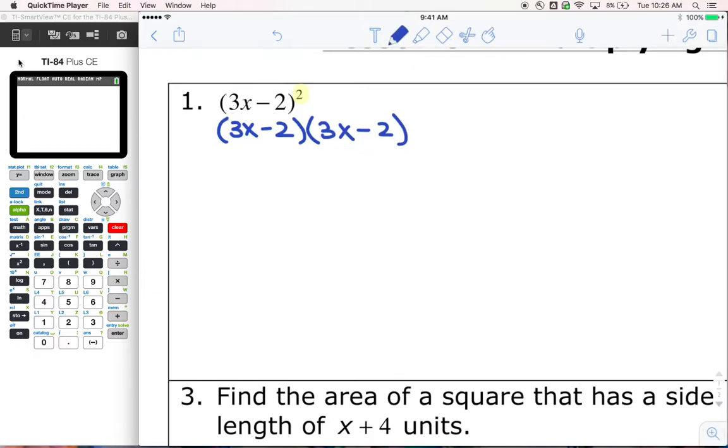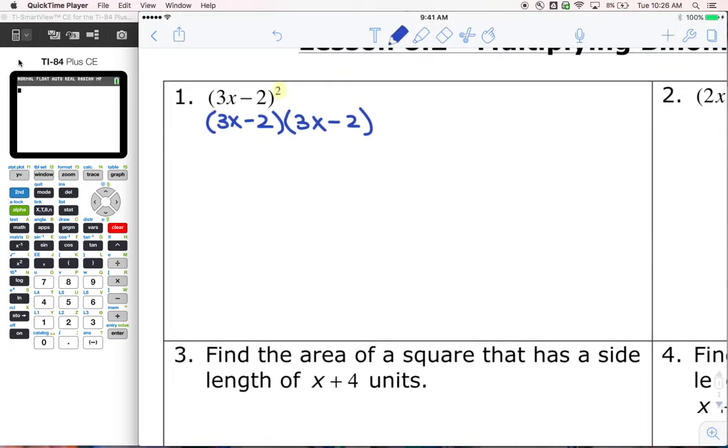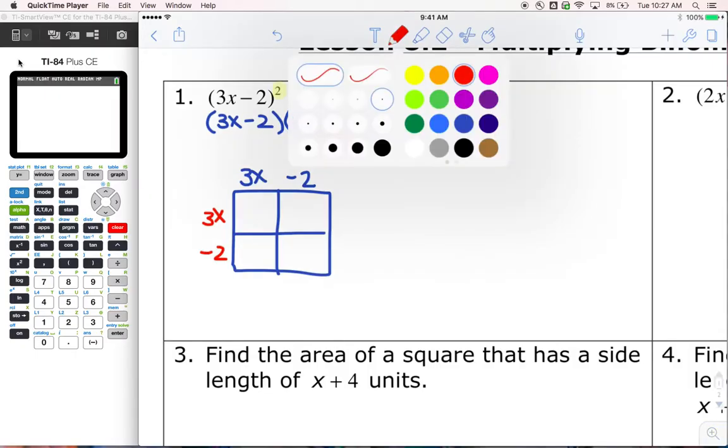And now this is just exactly like we did last lesson. You can do this with the method that you prefer. Remember, we talked about double distributive, foiling, or box method. Most of my students liked box method, so I'm going to do this with the box method. That was the majority out of all my classes. So we're going to draw a quick box and label it. I'm going to have 3x and a negative 2, and then another 3x and a negative 2, and I'm going to multiply to find my product.